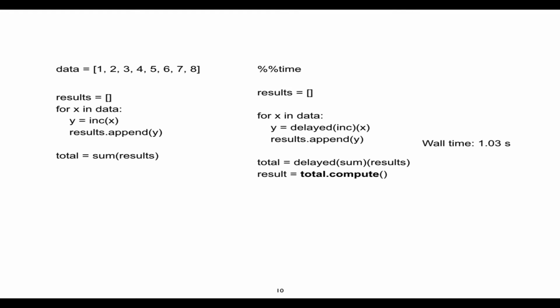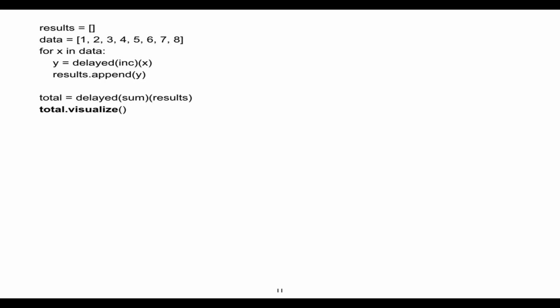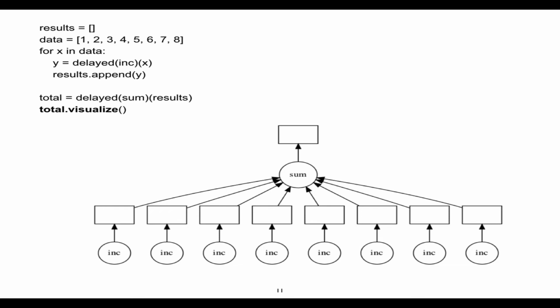So we get a result still taking just about 1 second to compute this. Why? Because all those increments can be done in parallel. And when you visualize it, again, we see all those increments are done in parallel, and then the sum is computed.